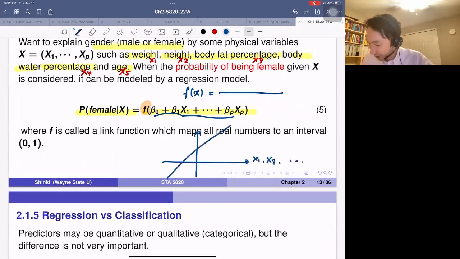If we have x1 to xp, then we have some plane. This ranges from negative infinity to positive infinity, but basically we want to model the probability. So the left-hand side should be in [0, 1], right? The right-hand side within parentheses is negative infinity to positive infinity, but the left-hand side should range in [0, 1]. So that's why we need this link function.